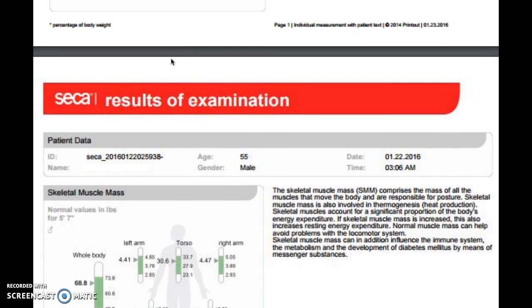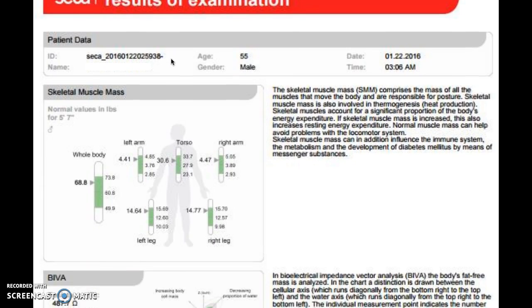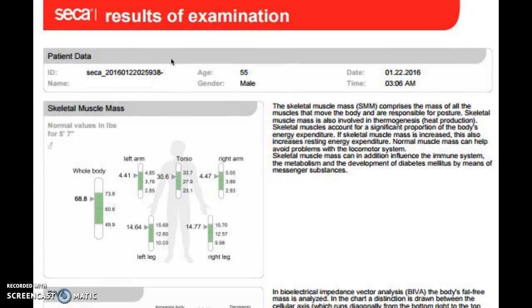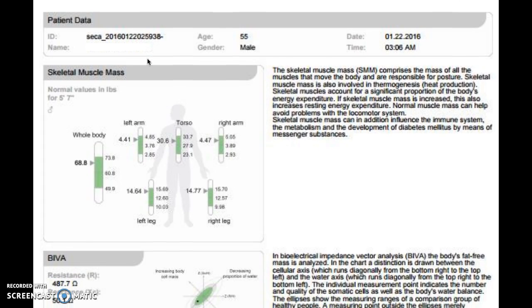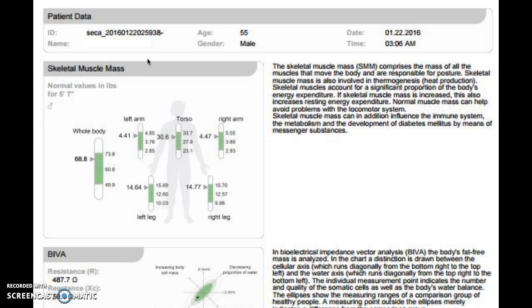Moving on to the second page, the top chart is skeletal muscle mass. You'll notice that this is the normative value in this example of a patient, or a client, I use those words interchangeably, that's 5'7" and is a male, and you can notice that for this client, the average range of skeletal muscle mass is somewhere between 49 pounds and 73 pounds. This client has 68.8 pounds of skeletal muscle mass in their body.